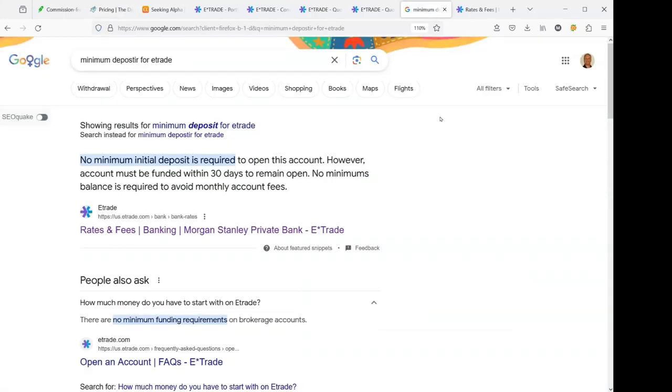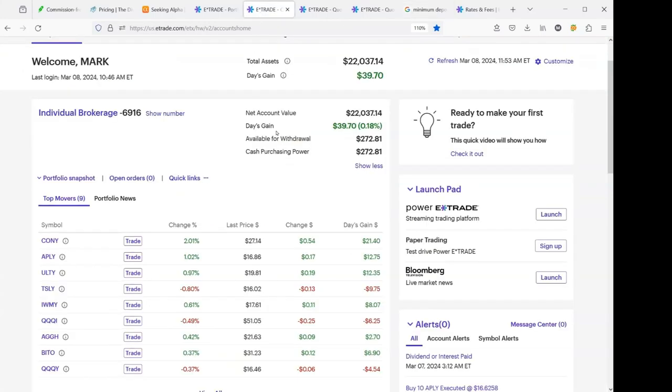But let's go back to what the rules are. You can sign up for E-Trade for 30 days, and then you can do paper trading, which means you have no money invested, and you get to test drive all of the tools: the Power E-Trade platform, the charts, the news, their version of a dividend tracker. You could see what all of that is like within 30 days.